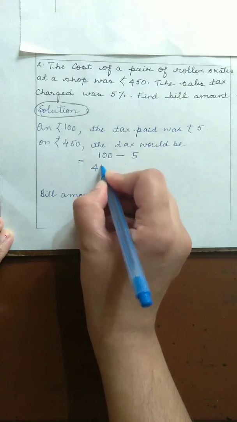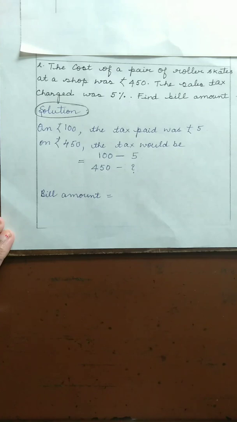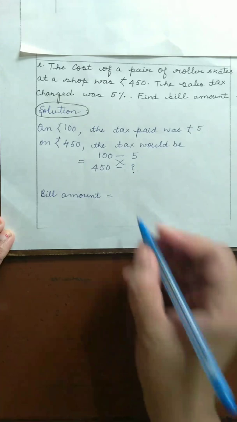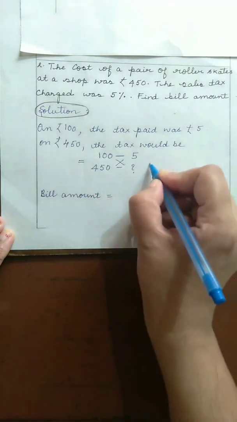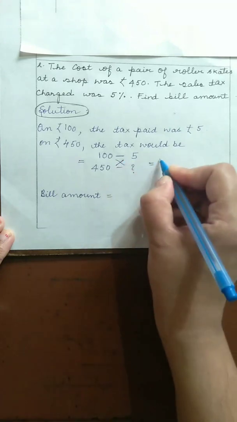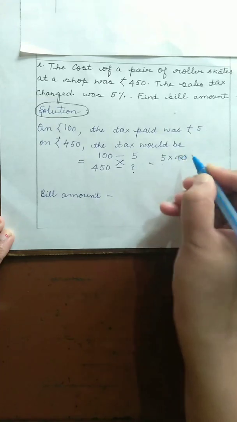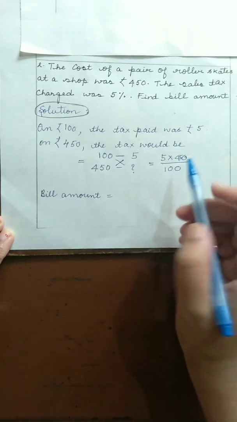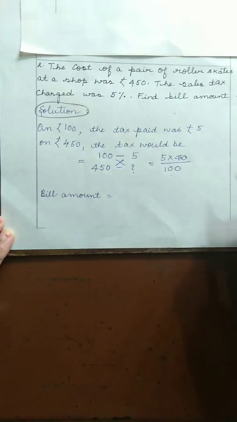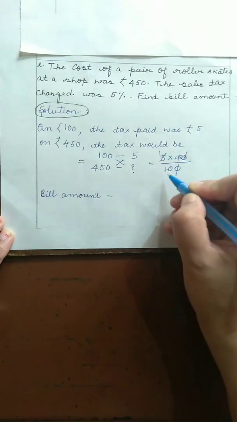Therefore, for rupees 450, how much tax does a customer have to pay for the roller skates? While cross multiplying, we will get x equal to 5 into 450 divided by 100. On the cross multiplication, the zero in the numerator and the denominator gets cancelled. 5 ones are 5, 5 twos are 10.